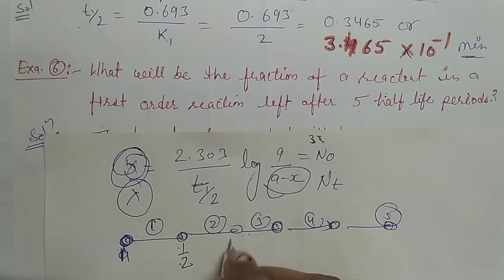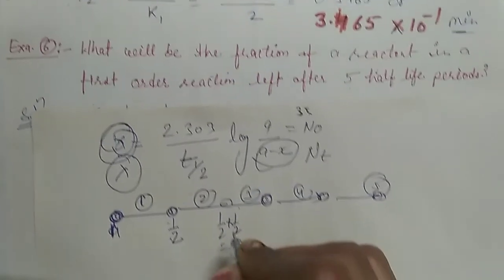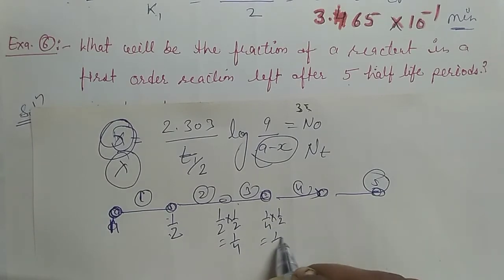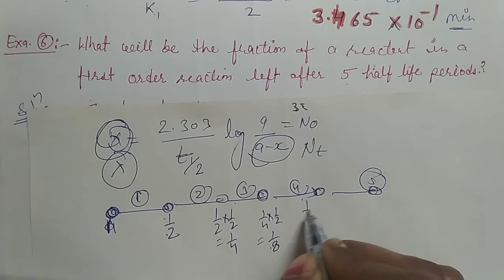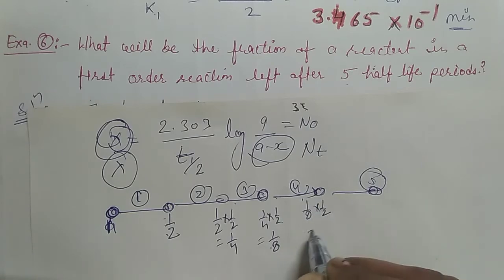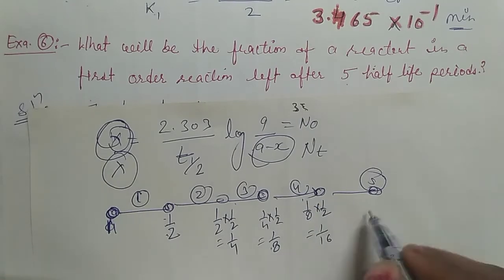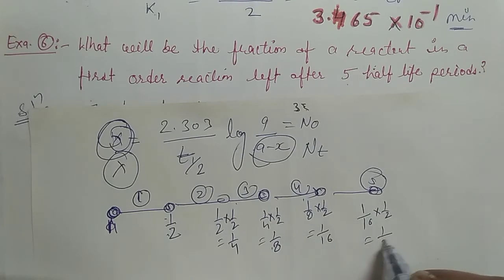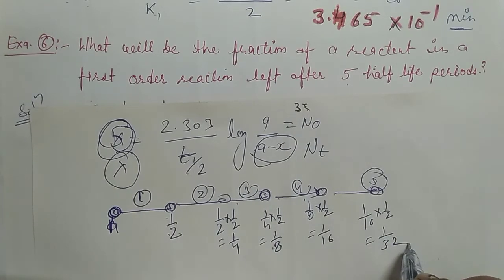Again 1 upon 2: 1 upon 2 into 1 upon 2 means it will be 1 upon 4. Again, 1 upon 4 into 1 upon 2 means 1 upon 8. Again, 1 upon 8 into 1 upon 2 means 1 upon 16. And last, 1 upon 16 into 1 upon 2 means 1 upon 32. It is one simple method without any formula.